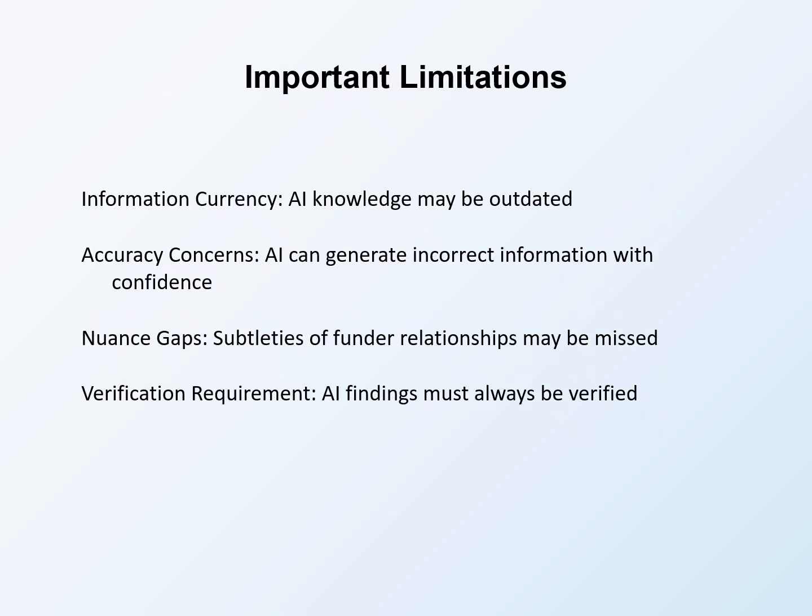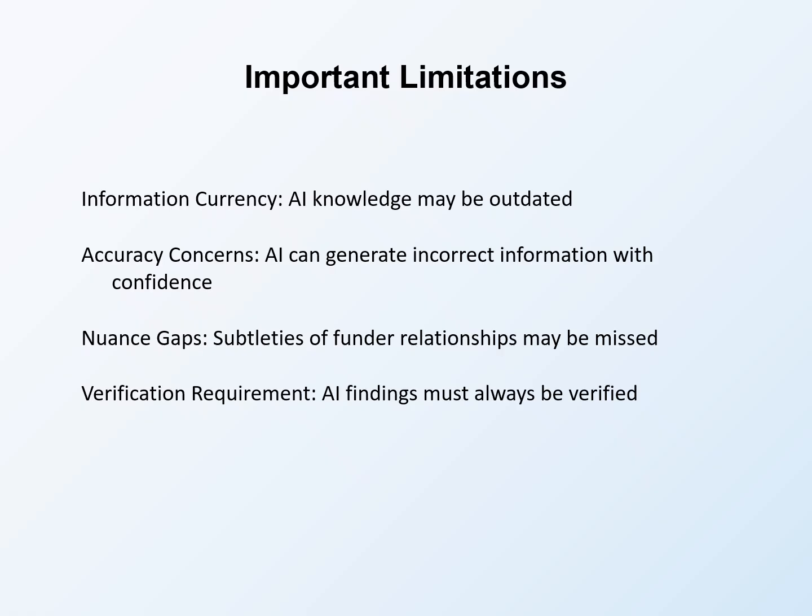Understanding AI limitations is essential for using these tools effectively. Information currency is a significant concern. AI models are trained on data available up to a certain point and may not reflect recent developments. Foundation priorities shift, leadership changes, and new programs emerge. AI may not know about changes that occurred after its training data was collected.